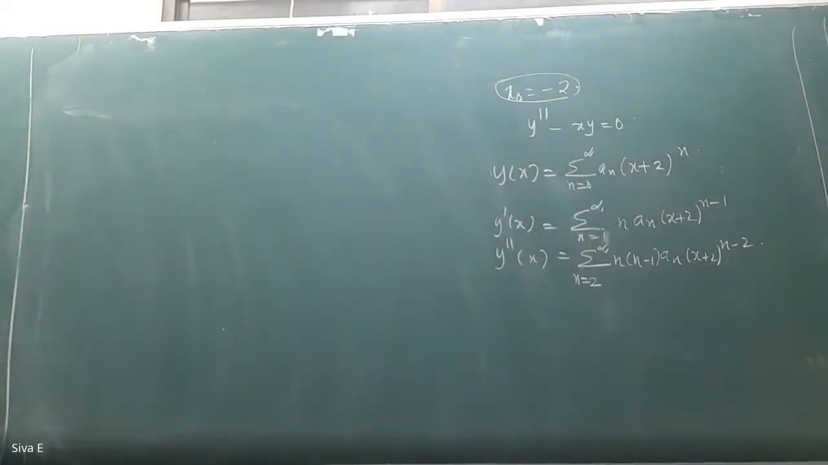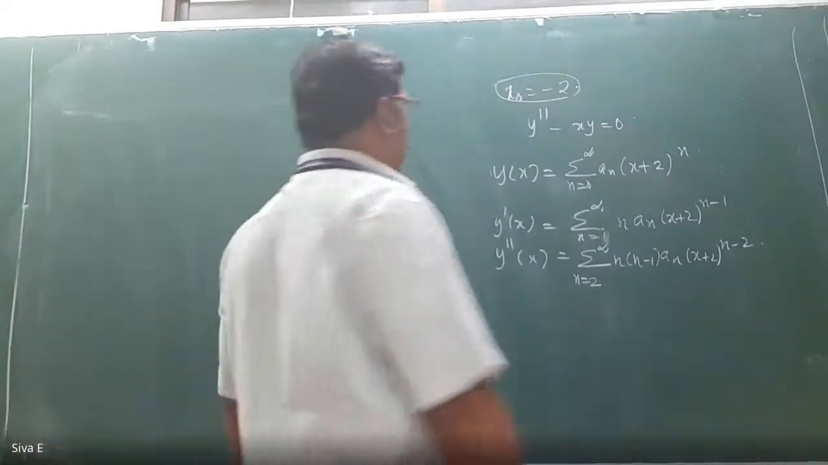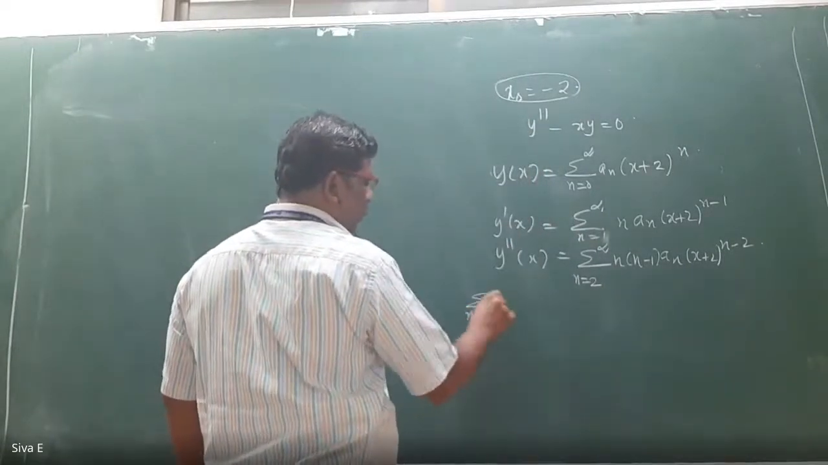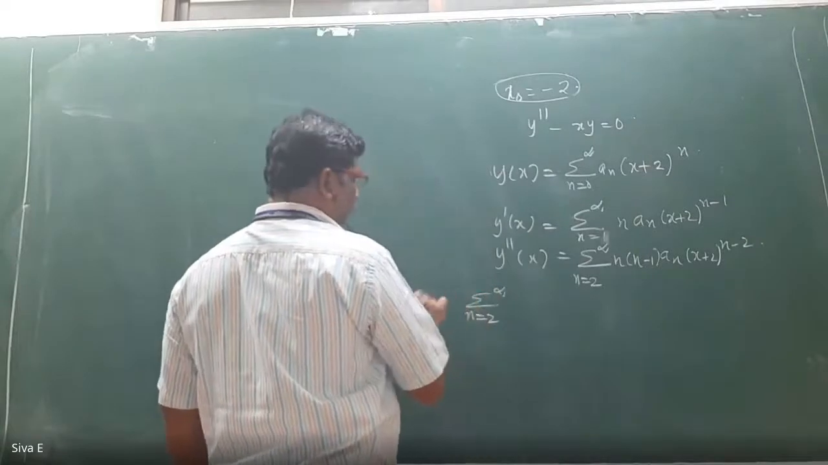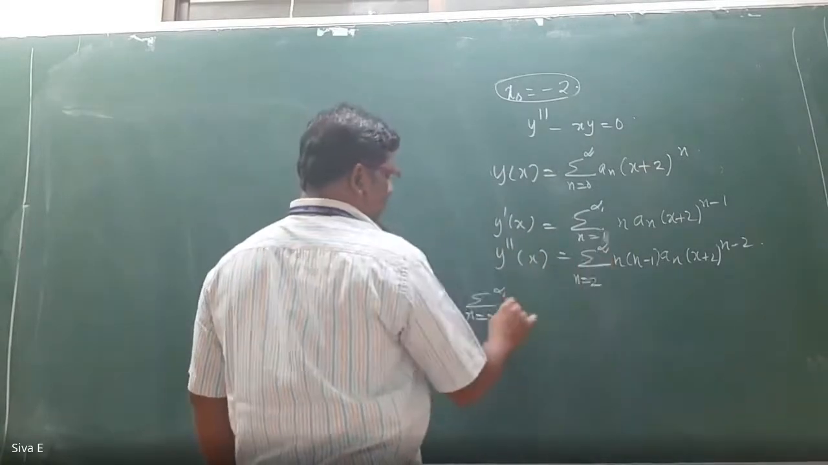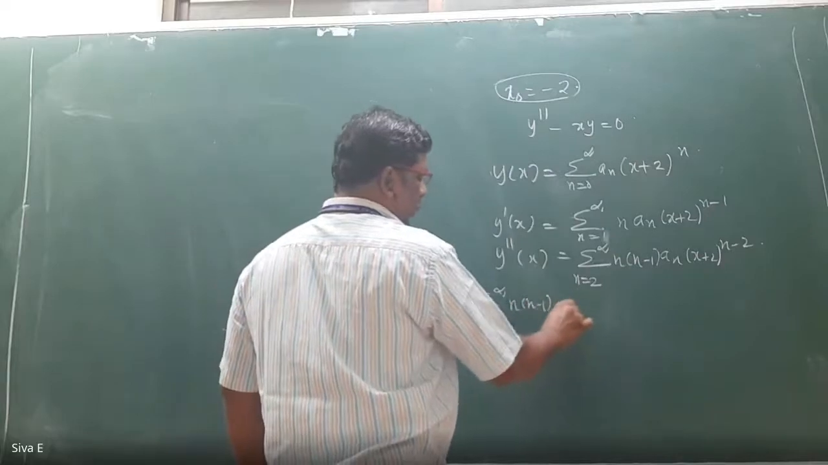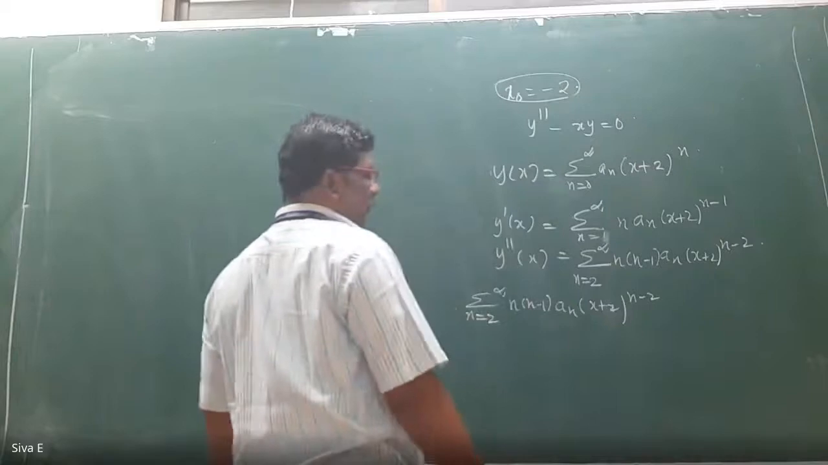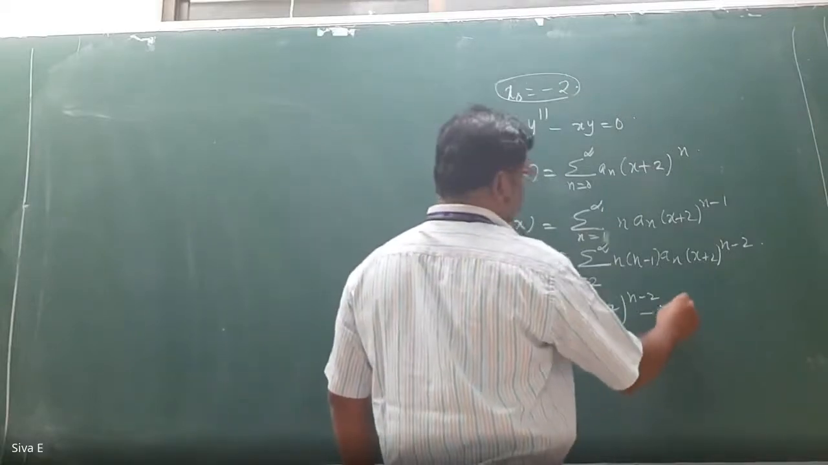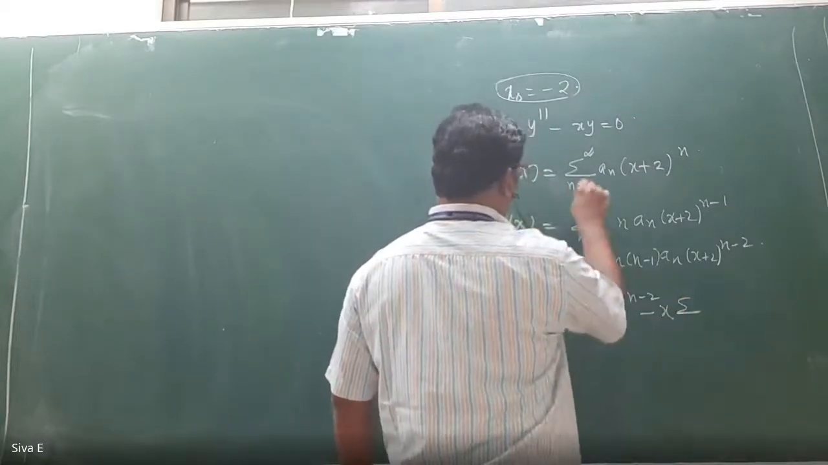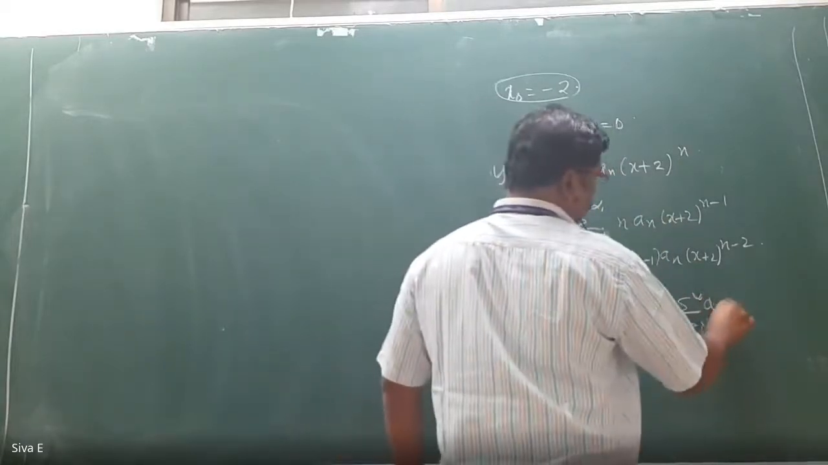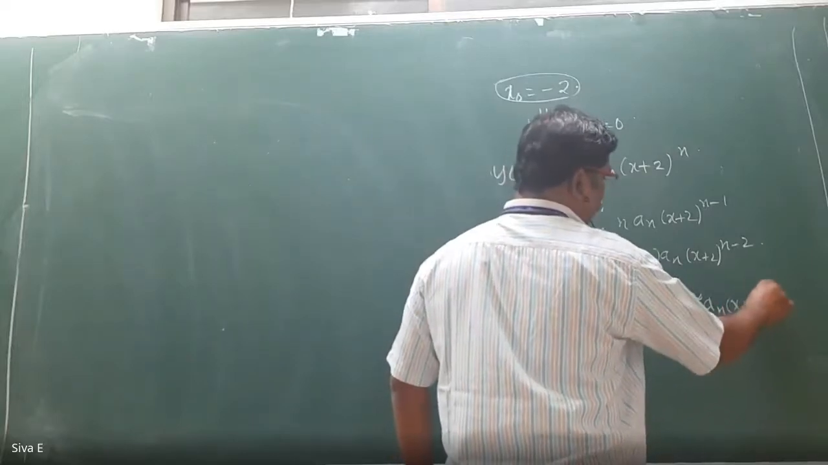What is the next step? Substitute this y double dash and then y of x in this given equation. We will get summation of n equal to 2 to infinity n into n minus 1 a n x plus 2 whole power n minus 2 minus x into summation n equal to 0 to infinity a n x plus 2 whole power n.